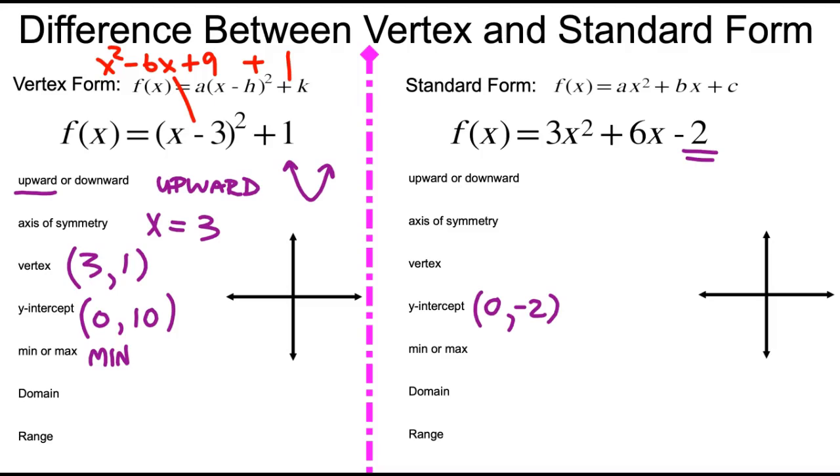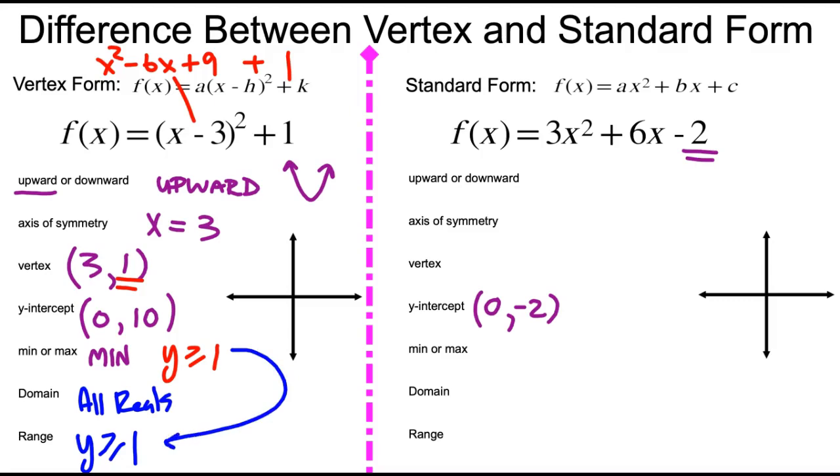So minimum value at a vertex of 3, 1, my minimum value is the y value. So that is going to be y is greater than or equal to 1. The domain, of course, we talked about the domain. That's going to be all reals. And the range is going to be y is greater than or equal to 1. I already said that. I'm starting to malfunction a little bit. Okay, so there's all your information.